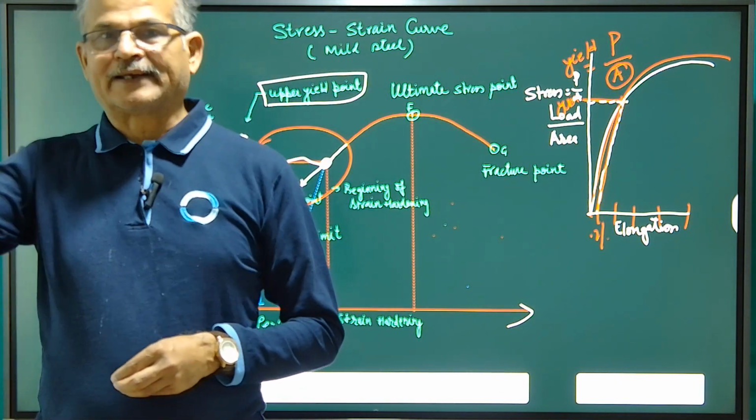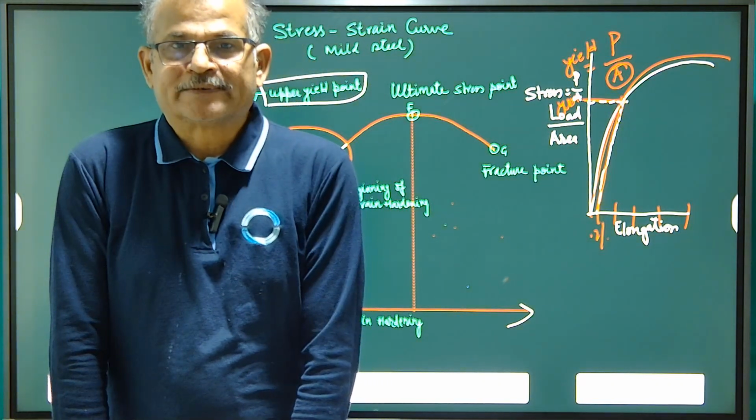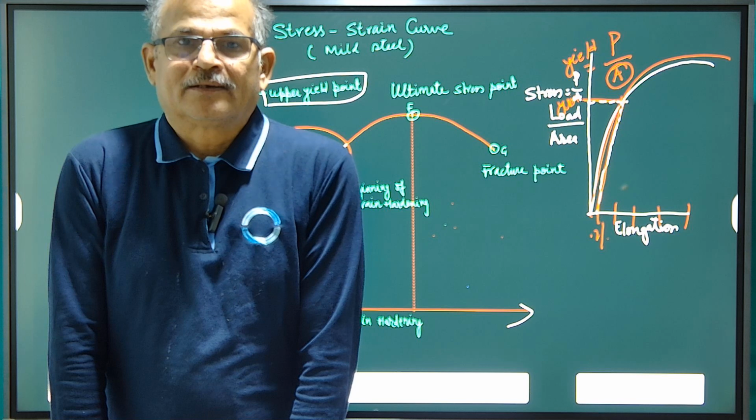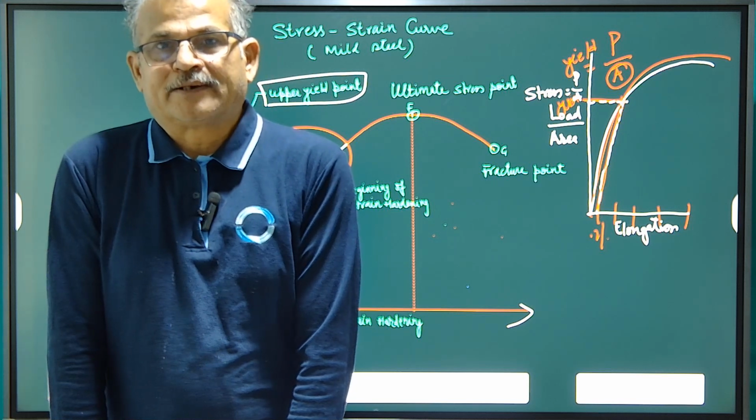while doing the tensile test. To find out the yield point, we use the proof stress. Proof stress is nothing but where the first deformation of the bar takes place.